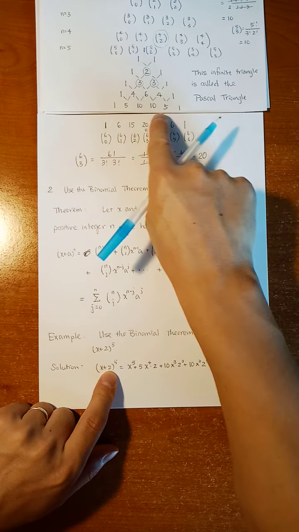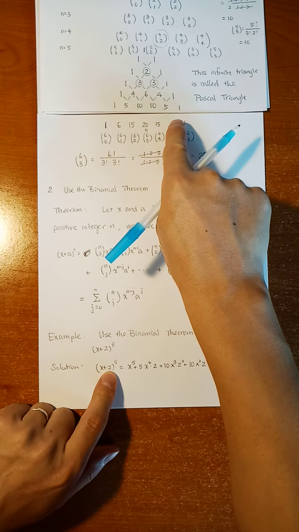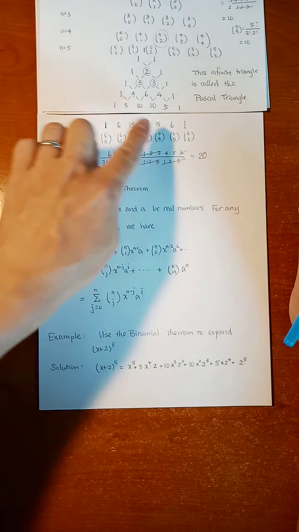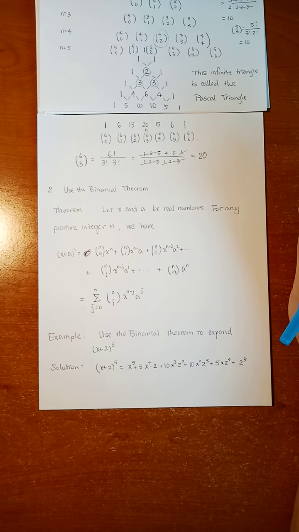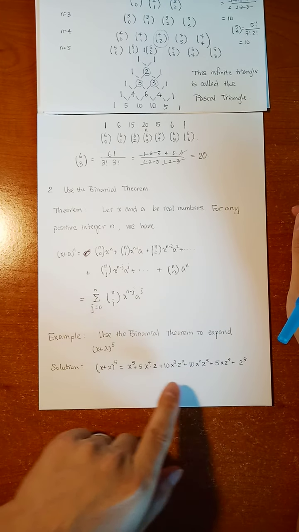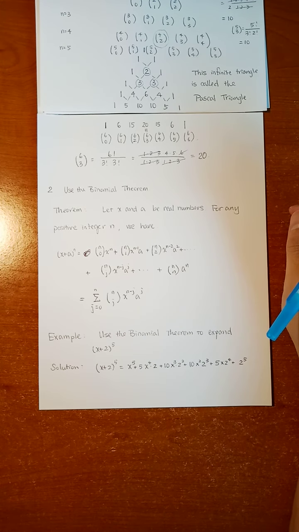Those numbers are from Pascal's triangle. The corresponding level of Pascal's triangle will give us the coefficients of a binomial expansion.